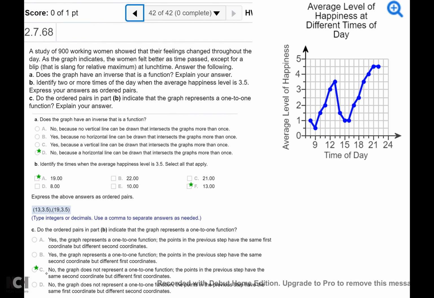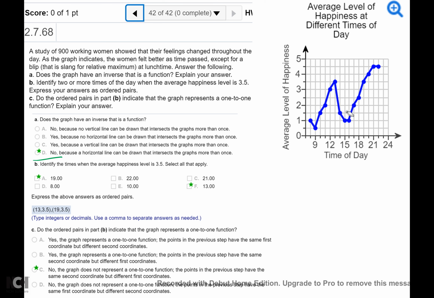Oh, good grief. All right, a study of 900 working women showed that their feelings changed throughout the day. As the graph indicates, the women felt better as time passed, except for a blip, that is slang for relative maximum, at lunchtime. Answer the following. Does the graph have an inverse that is a function? No, because it doesn't pass the horizontal line test.